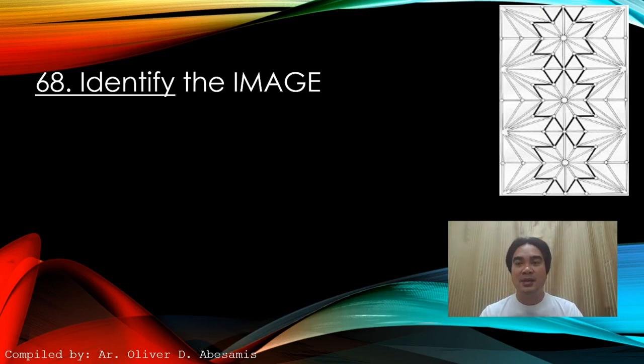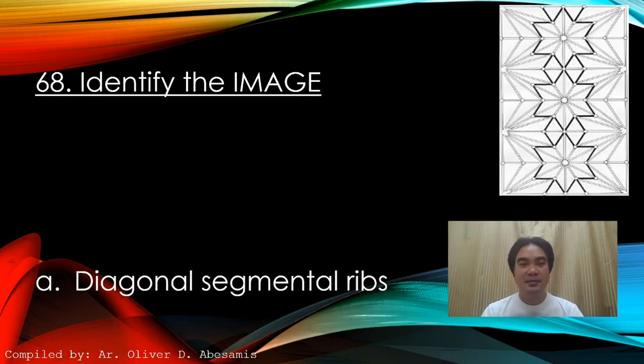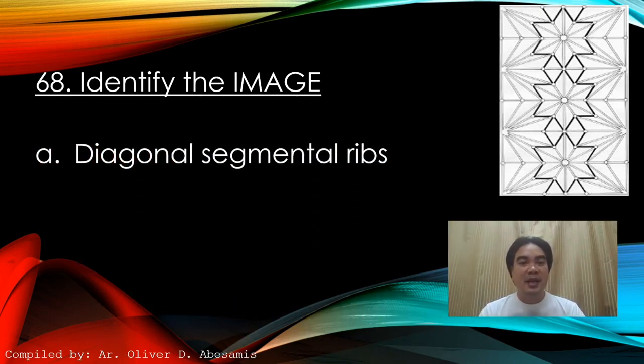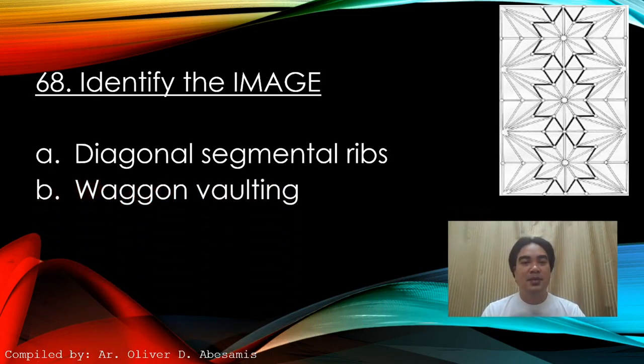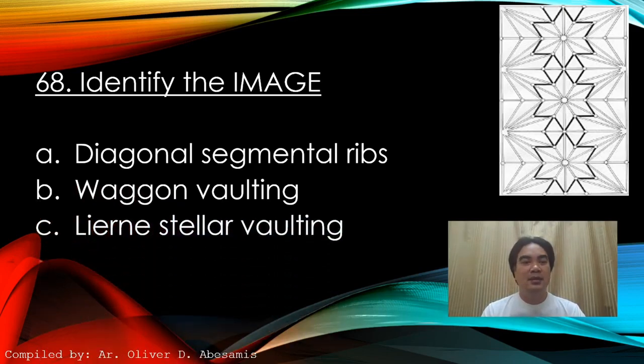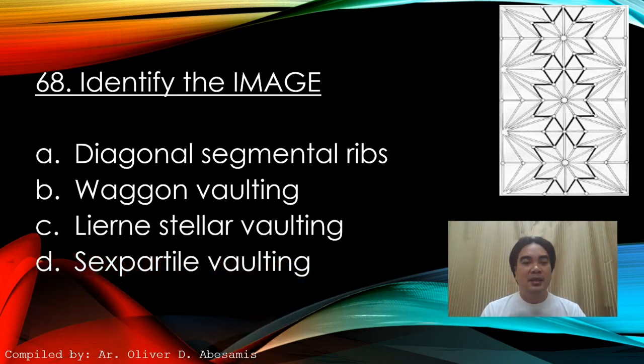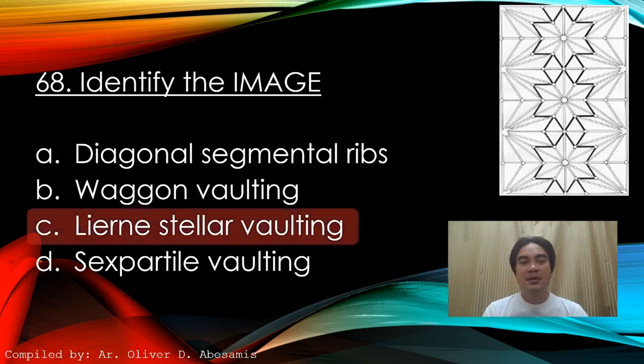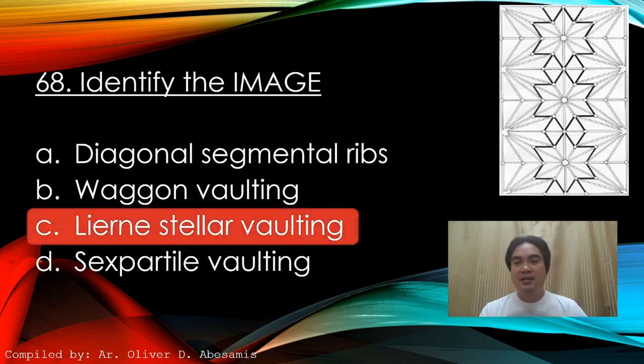68. Identify the image. Please see the image, guys. A. Diagonal segmental ribs. B. Wagon vaulting. C. Lierne stellar vaulting. D. Sexpartite vaulting. Answer. C. Lierne stellar vaulting.